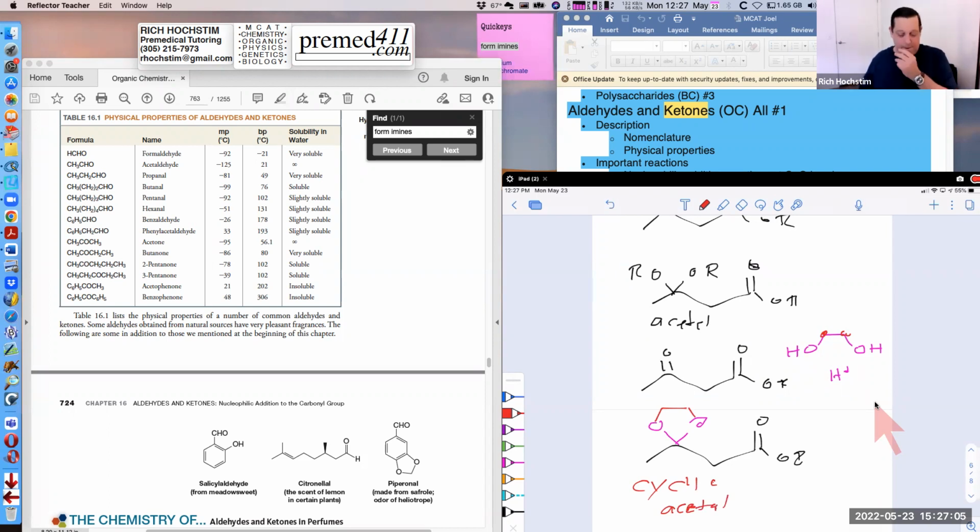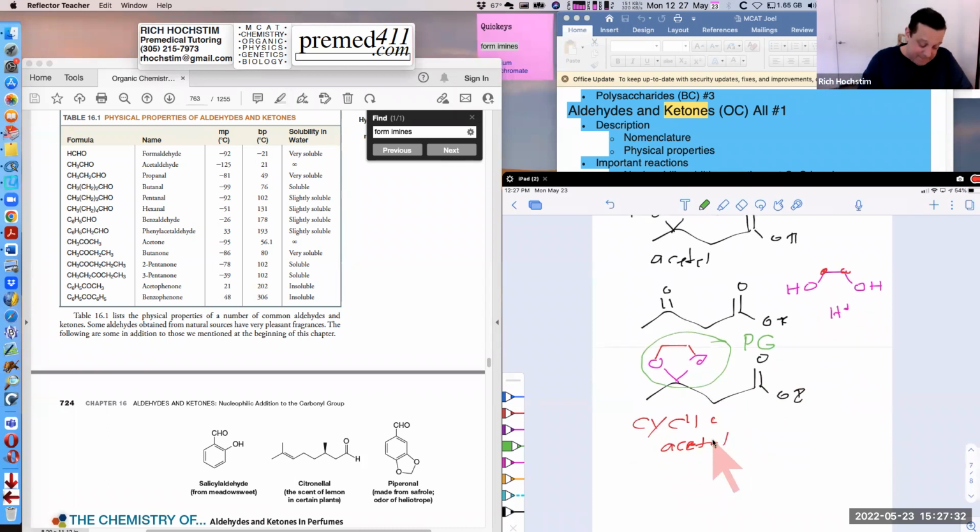Okay. Now, this cyclic acetal is considered to be a protecting group. And the way it works is this whole reaction we've been doing is acid catalyzed. So if we stick it in base, this is locked in place. And for a protecting group, that's what you want. You want to do a basic reaction.